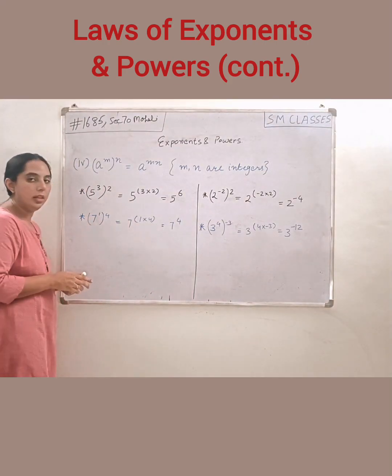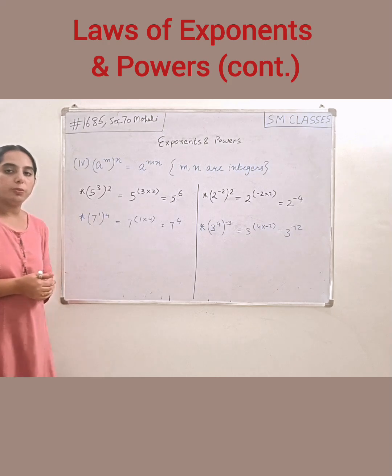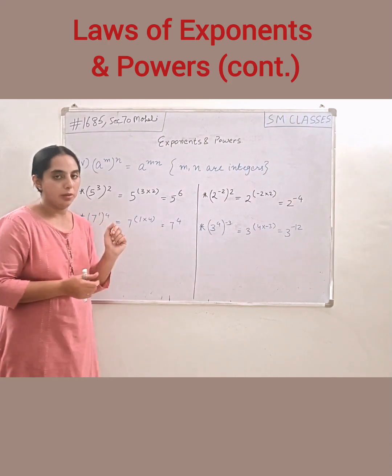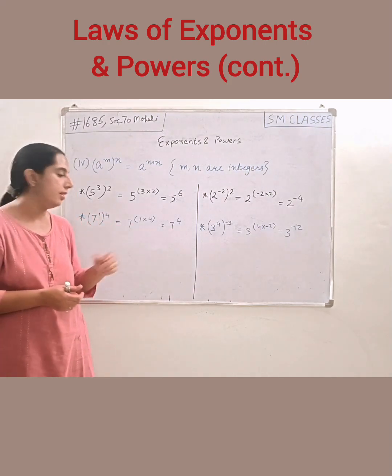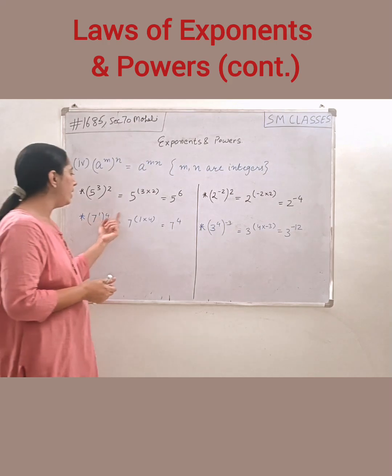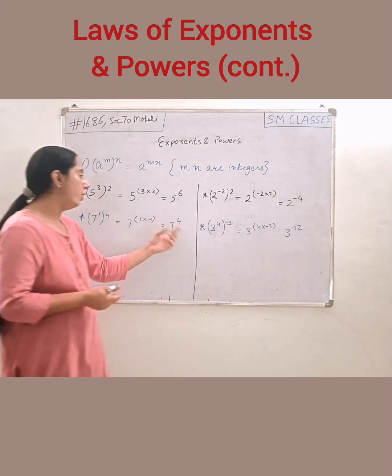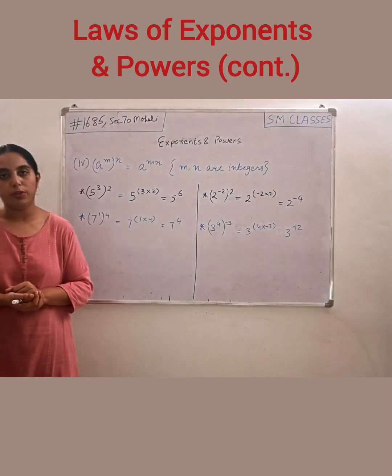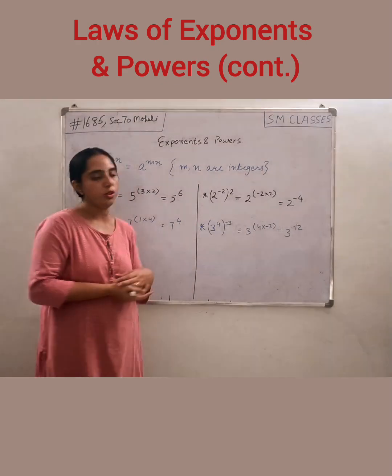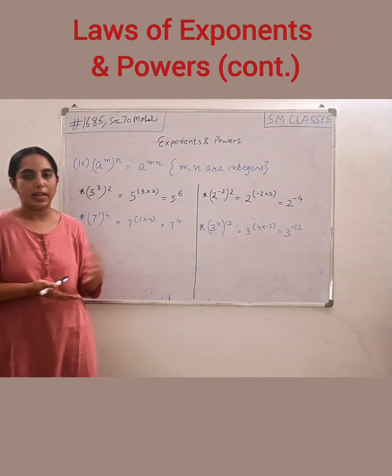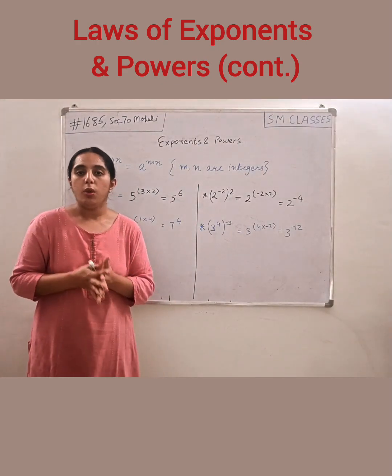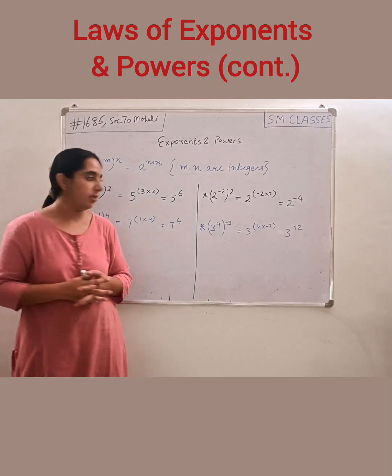(7^1)^4, which means we multiply the powers and keep the base the same, that is 7. So we multiply 1 into 4 to get 4. So our answer is 7^4. We can solve 7^4 or we can leave it as it is. Depends on what the question demands.